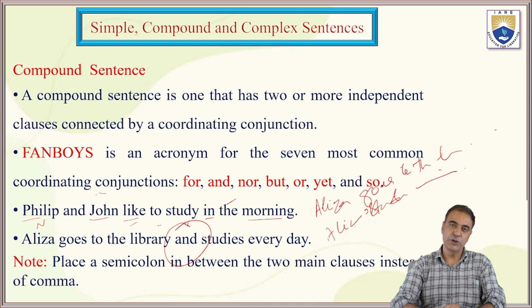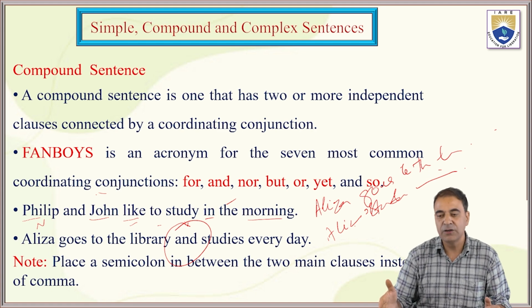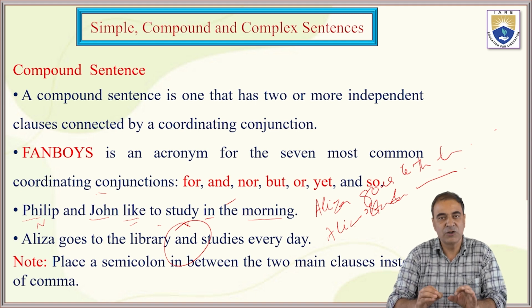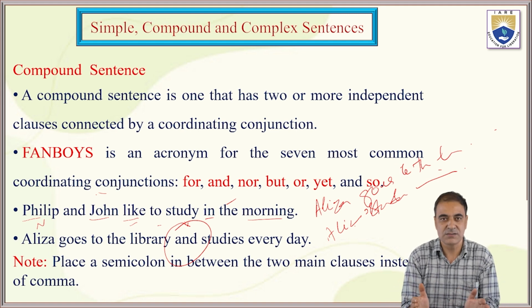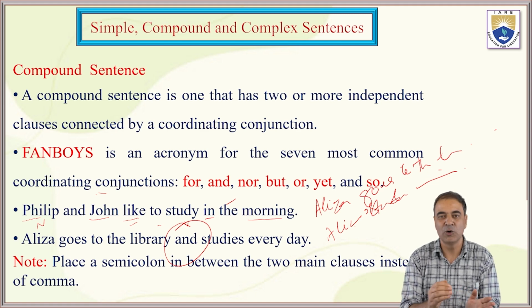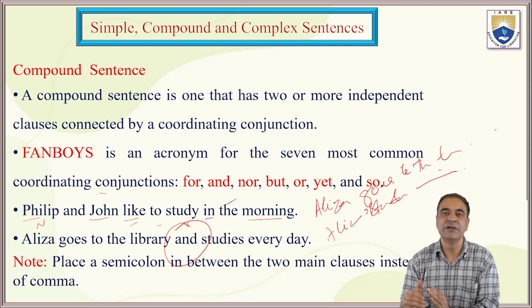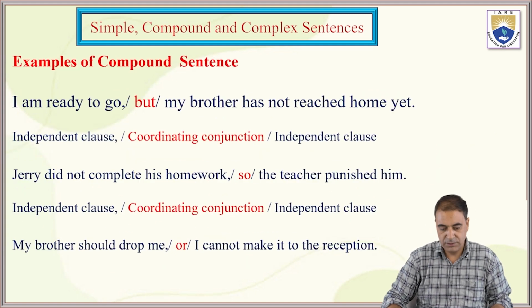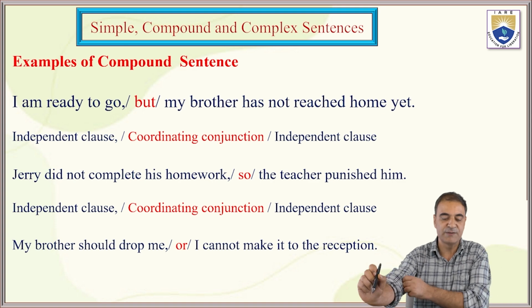And here one thing you need to remember. Place a semicolon in between two main clauses if you do not put and or a coordinating conjunction between two clauses. For example, sometimes this coordinating conjunction can be replaced by a semicolon. We just put a semicolon in order to replace a coordinating conjunction. And now these are the different examples of compound sentences.